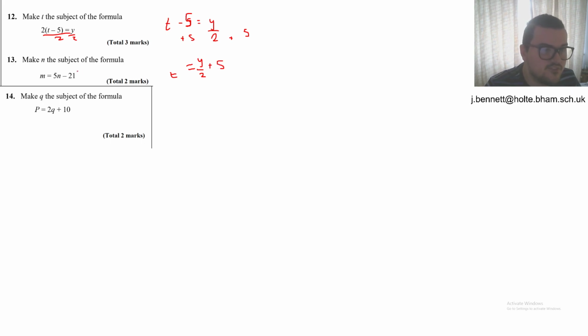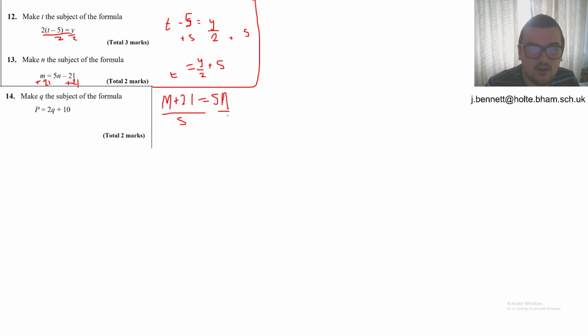Make n subject of the formula. So this is a nice easy one. We add 21 to both sides. We can separate that. So we're going to have m plus 21 equals 5n. Divide both sides by 5, and we get a fifth of m plus 21 equals n.